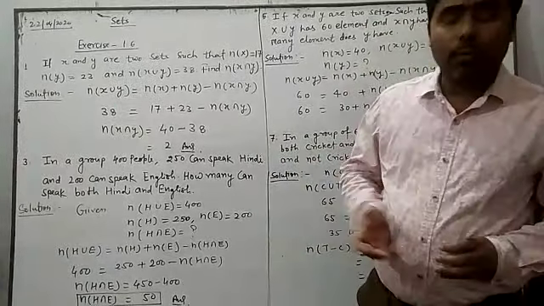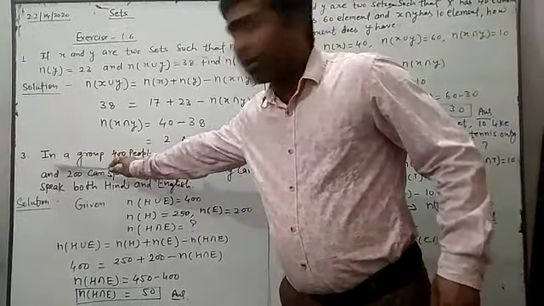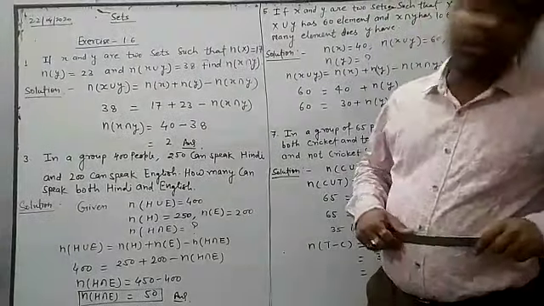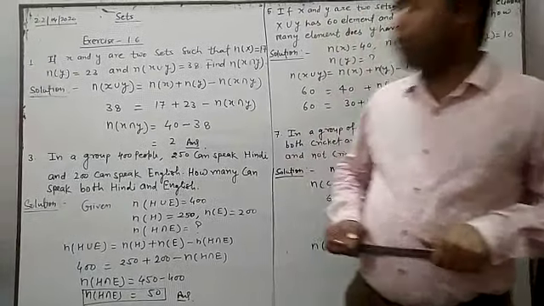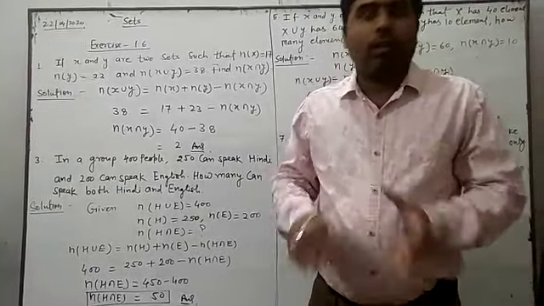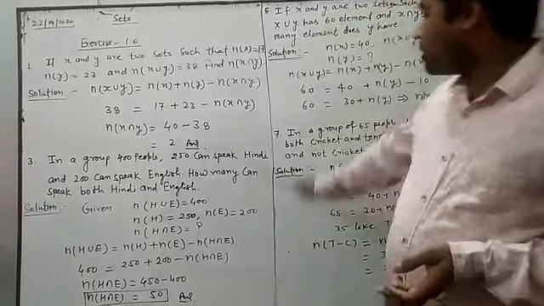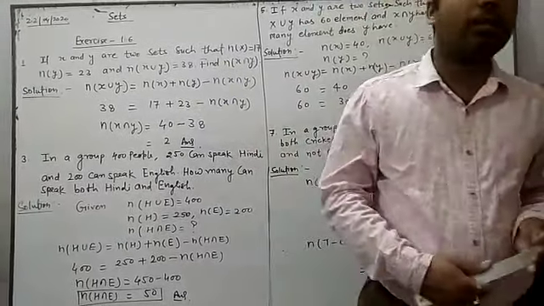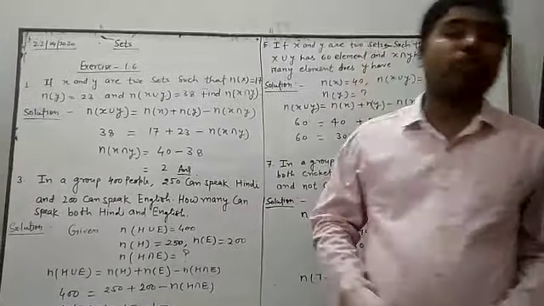Now another problem, question number 3 of exercise 1.6: in a group of 400 people, 250 can speak Hindi and 200 can speak English. How many can speak both Hindi and English? When the question asks about both, it means common. Common means intersection. Always we have to find the value related to what is in common. It means intersection. Now here Hindi and English are the two subjects.